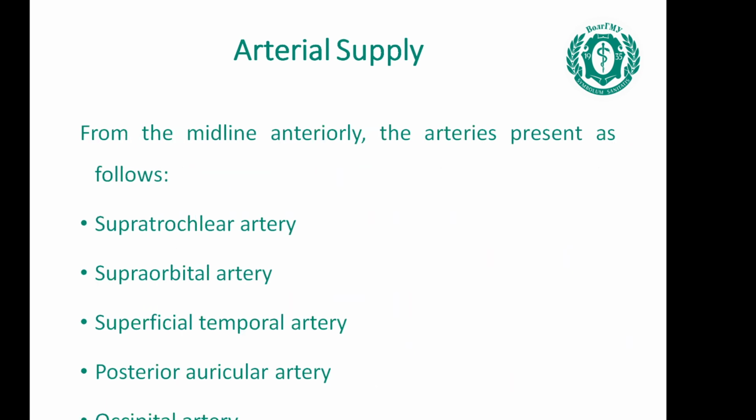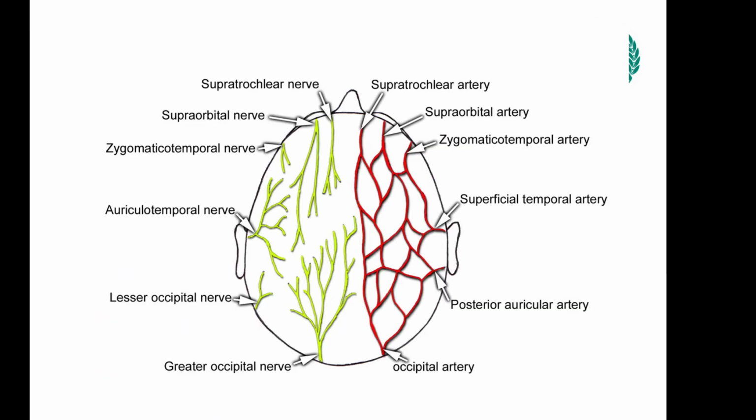From the midline anteriorly, the arteries present as follows: supratrochlear artery, supraorbital artery, superficial temporal artery, posterior auricular artery, and occipital artery.